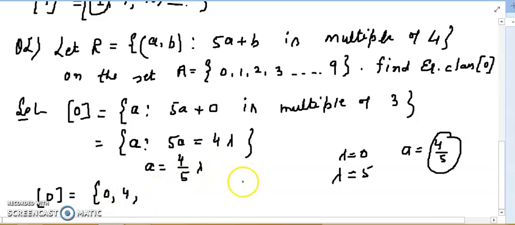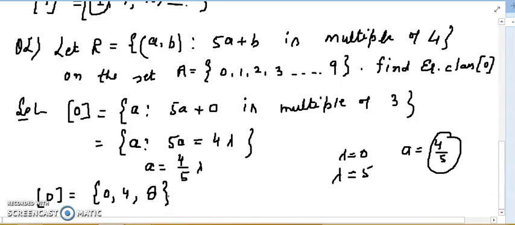And what next value can we take? Check 6, no. 7, no. 8 times 4 is 32, and 32 cannot be divided by 5, so 8 cannot be taken. Try 9, no. Take 10, yes. 10 times 4 is 40, and 40 divided by 5 gives you 8. All right, so the equivalence class for 0 is 0, 4, 8, and you cannot go beyond lambda equal to 10, because if you take lambda equal to 11 and 12, you're getting a value more than 8.